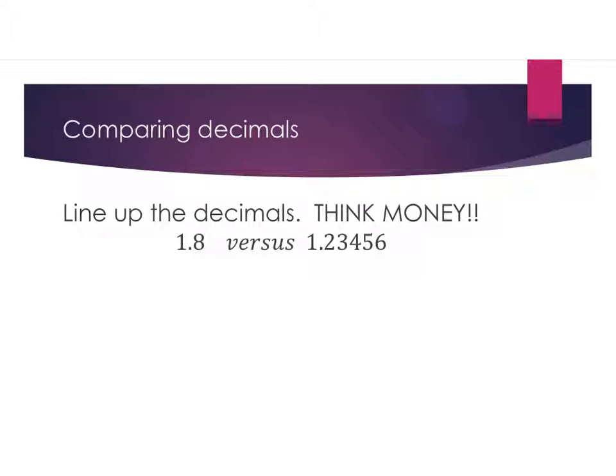So if you don't have a lot of flexibility in your mind with comparing decimals with percents and that kind of stuff, then it's just easier to have one strategy, and that one strategy is to get everything in decimal form and then think about money. So the easiest thing to do is just line up your decimals and then think about money.